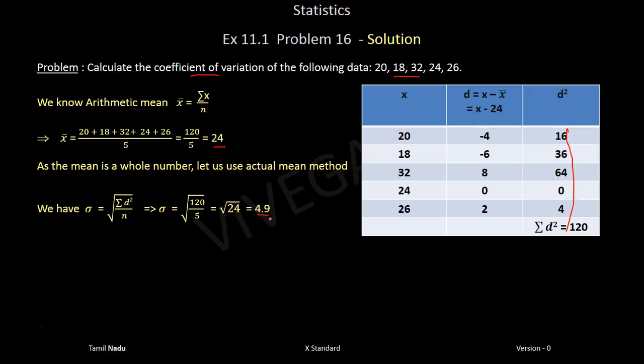How do you calculate 4.9? Take the log of 24, divide it by 2, and take the anti-log. You will get the square root value.